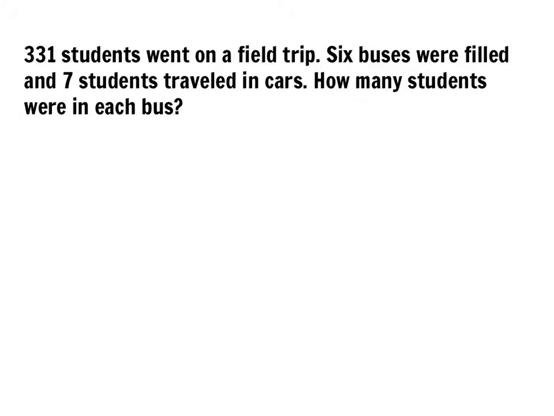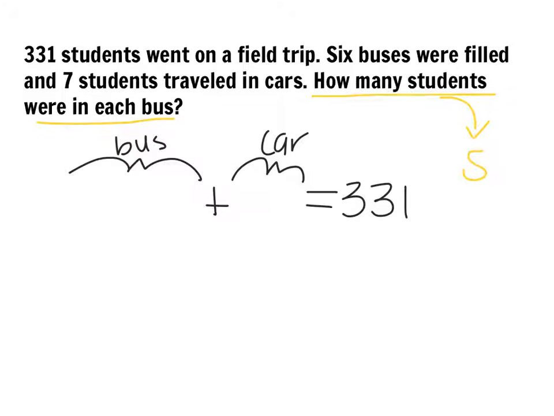331 students went on a field trip. 6 buses were filled, and 7 students traveled in cars. How many students were in each bus? I underline my question, and I mark my variable. Since we're looking for the number of students in each bus, I'm making S my variable. I know that there was a total of 331 students going on the field trip. That's including bus kids and car kids. I know that 7 students traveled in cars, and there were 6 buses with S students per bus.